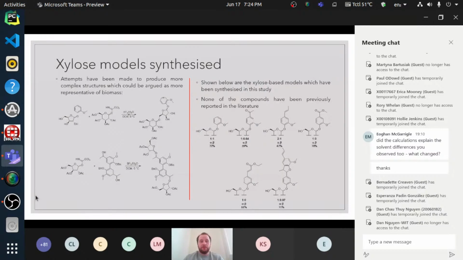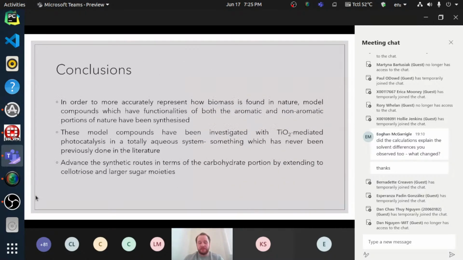So to conclude, we've produced more accurately represented biomass models. Biomass models of this kind have not been produced before in the literature. These are being investigated now with titanium dioxide photocatalysis in a totally aqueous system, something again which hasn't been done.